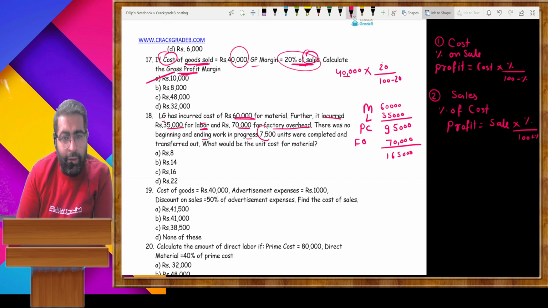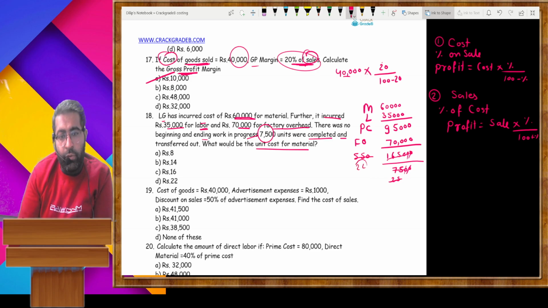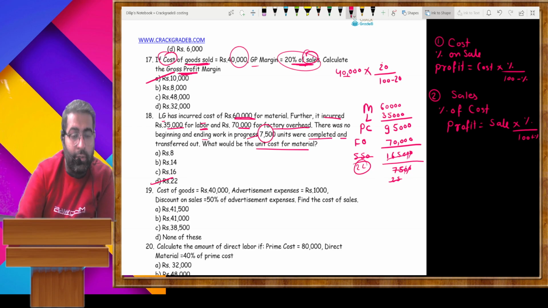Ending with 7,500 units were completed and transferred. What is the unit cost per material? Divide by 7,500. Just calculate it. 22 is the correct answer. Next question.